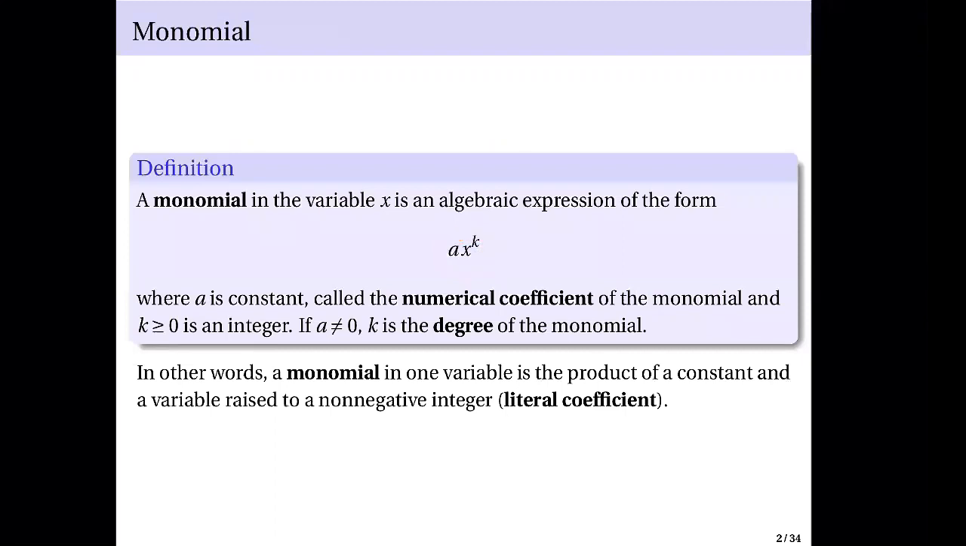And this whole thing here, x to the k, sometimes it is called the literal coefficient, but it's not commonly used nowadays. So we will not be stating this literal coefficient. Since we are only going to consider the numerical coefficient, the constant part attached to the variable, so ax to the k, a is the numerical coefficient. We'll just call it coefficient.